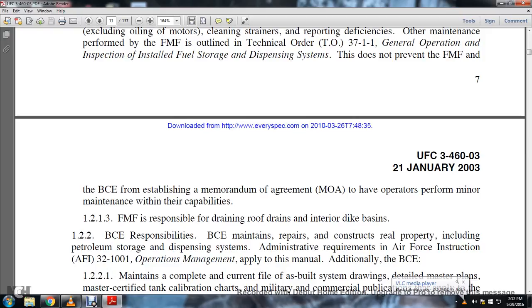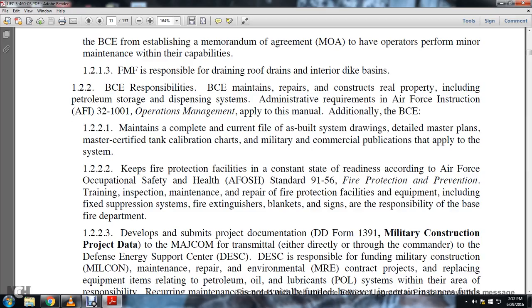1.2.2 Base Civil Engineering responsibility. Base civil engineering maintains and repairs real property, including petroleum storage and dispensing systems, and handles administrative requirements per Air Force Instruction 32-1001, Operations Management, which applies to this manual. 1.2.2.1 Maintain a complete and current file with the system drawings, detailed master plans, certified master tank calibrations, and military and commercial publications that apply to the system.